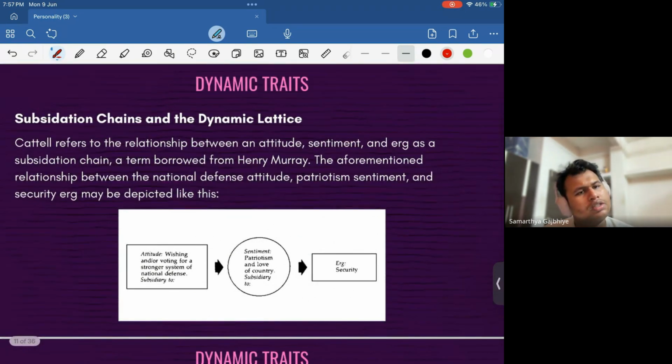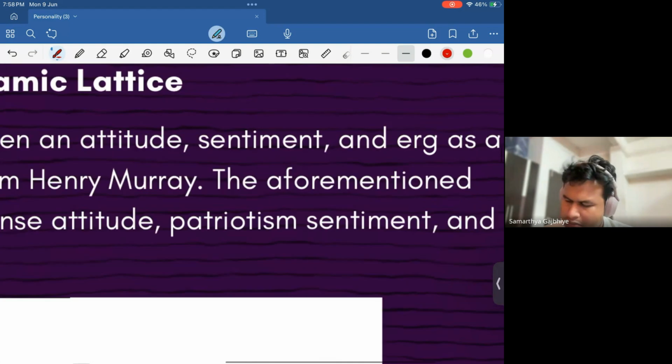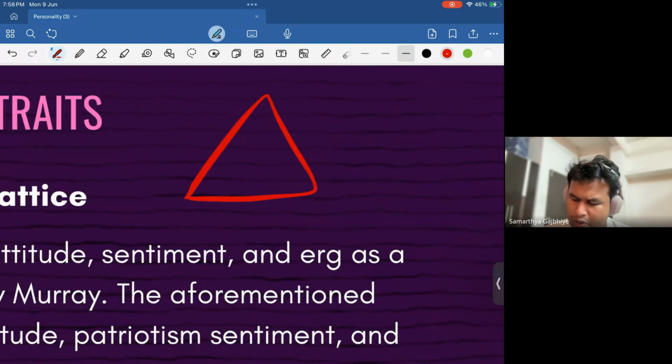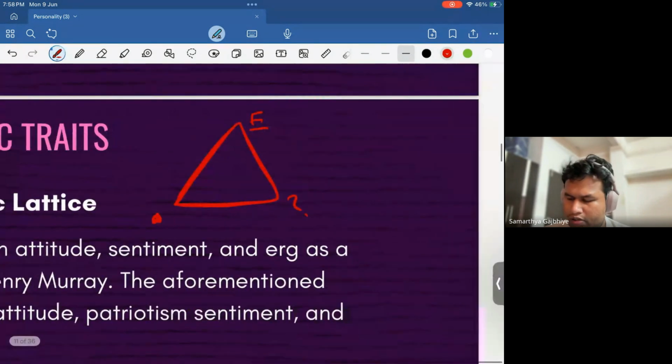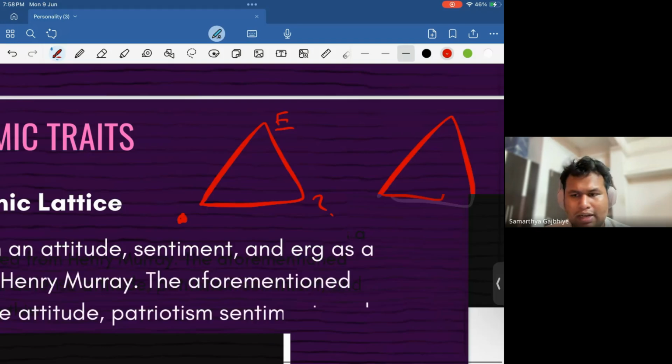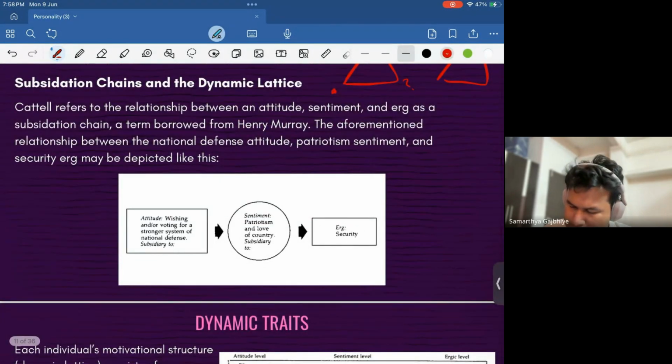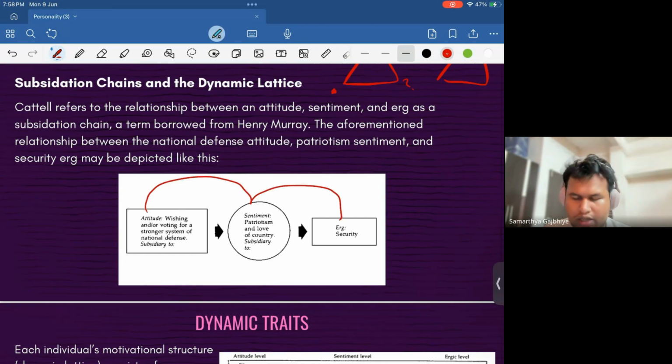Subsidization chains. ठीक है. I'll tell you what this is. अरे इसको मैथ्स बहुत पसंद आया कैटेल को actually. So everything he made into some mathematical thing. Basically, the relationship, जैसे we learn the theory of reciprocal determinism, right? What is the theory? What three things affect each other? Environment. तो वैसे ही what Cattell said is the relationship between an attitude, a sentiment, and an erg is known as a subsidization chain. मैंने से ये टर्म बोरो किया था उसने.